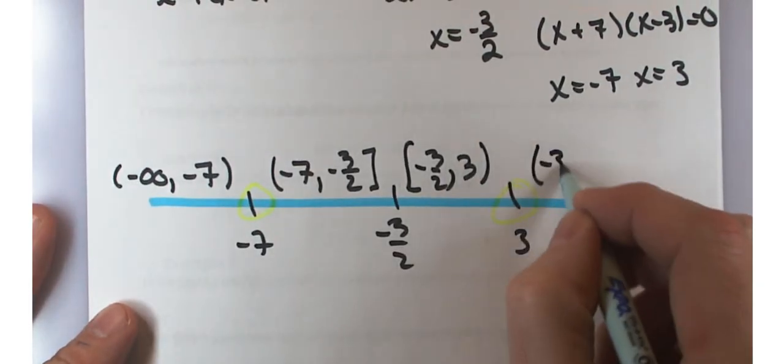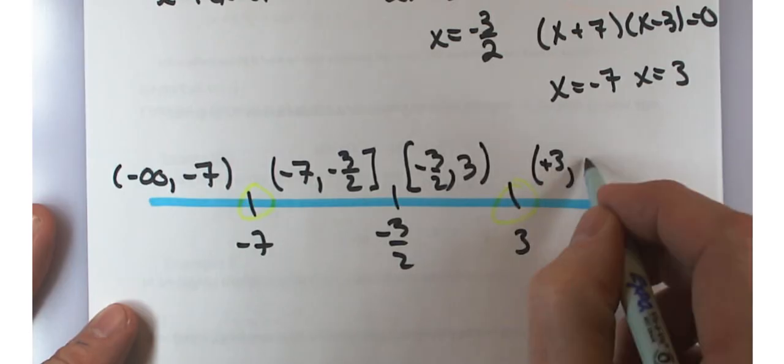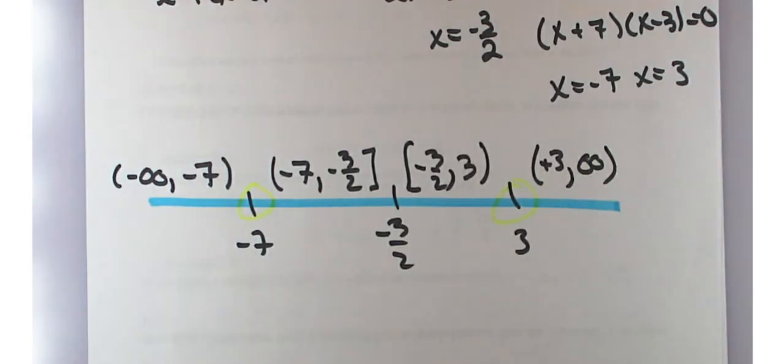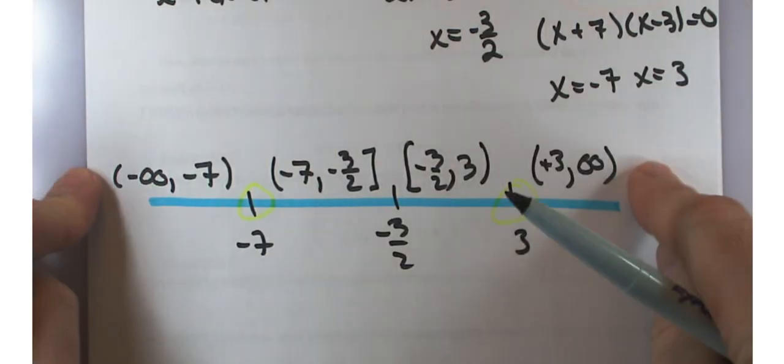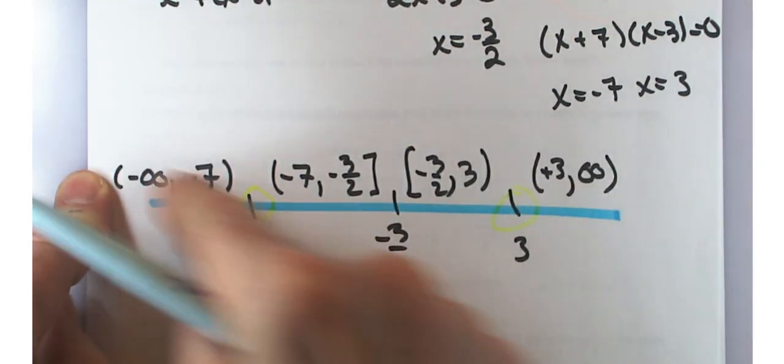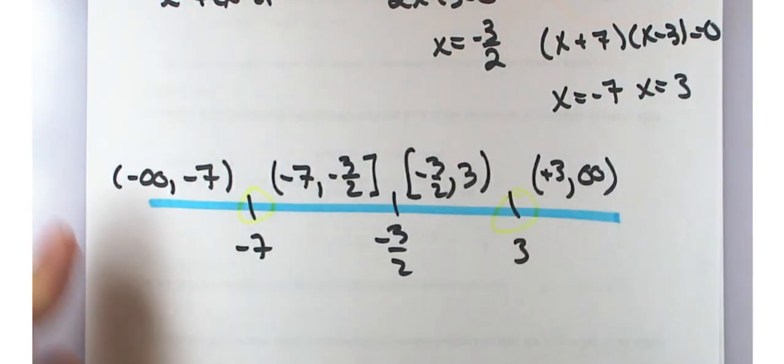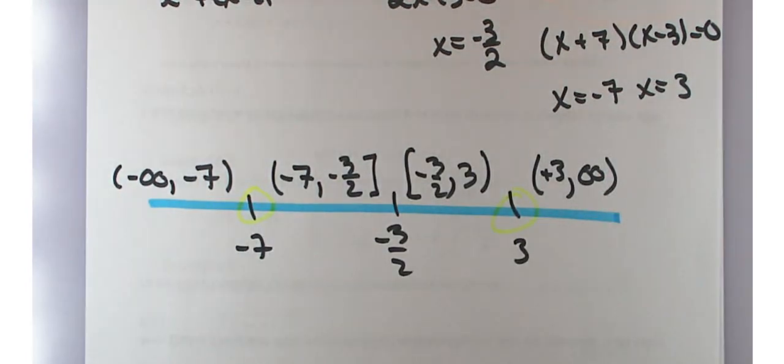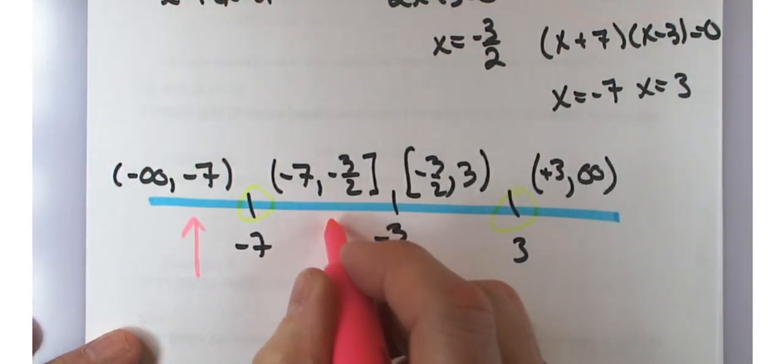And, well, we can't use the 3 here. And infinity and negative infinity always get a parenthesis. So there you go. The reason I want you to write these things down here is because at this next step, we're going to do our test points, right? I need some test points, and you fill in those test points.